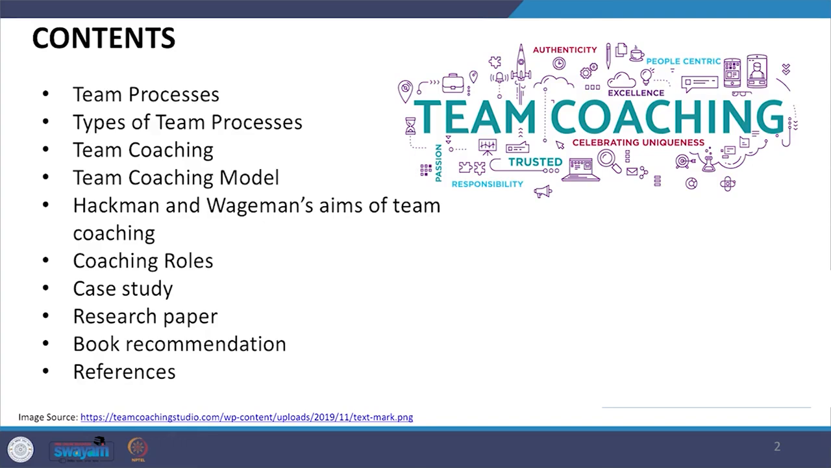In this session, we will talk about understanding team processes and team coaching. Under this session, we will have the team processes, the types of team processes, the team coaching model, Hackman and Wageman's aims of team coaching, coaching roles, and as usual, the case study, research paper, book recommendations and references.